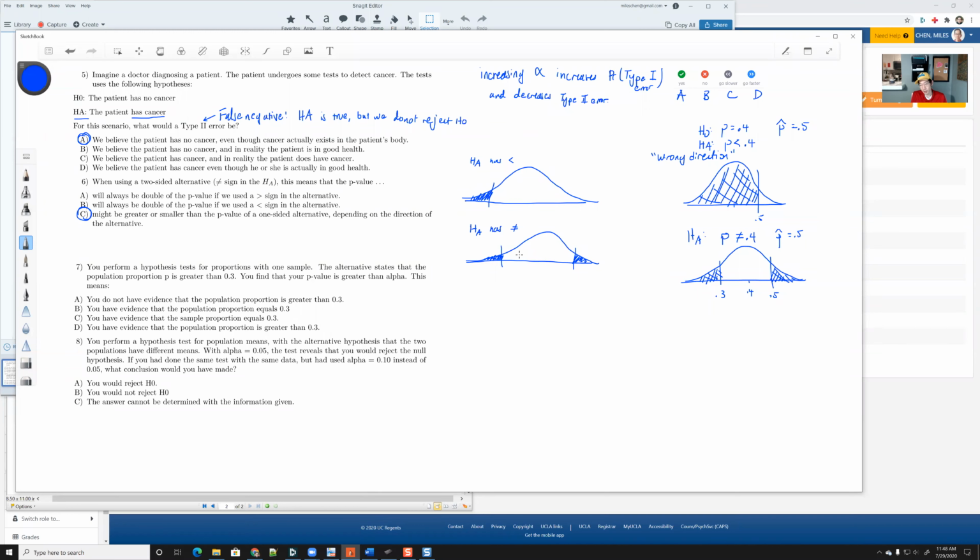In these scenarios, yes, the two-sided alternative is going to be double the one-sided alternative. But in these scenarios over here, the two-sided alternative may be greater or smaller than the one-sided alternative, and we're not quite sure. So the answer is C. Depending on the direction of the one-sided alternative, the two-sided one could end up being more or less.